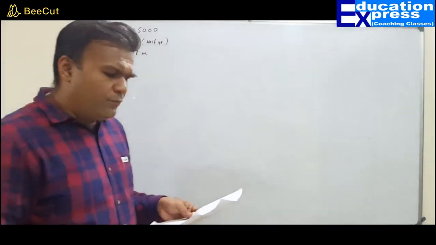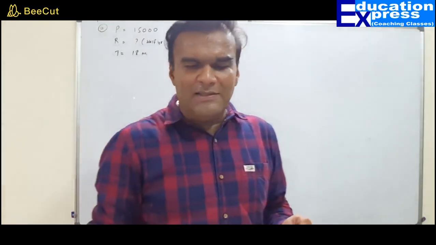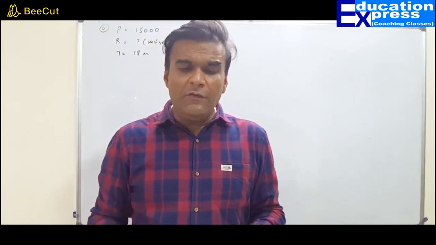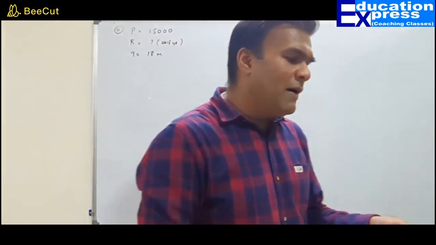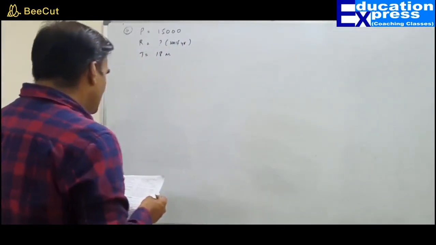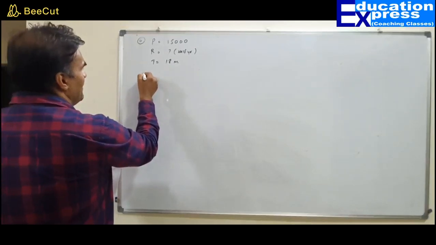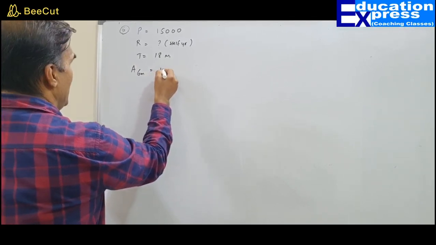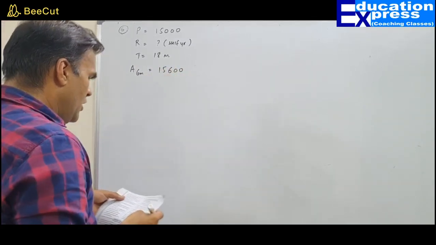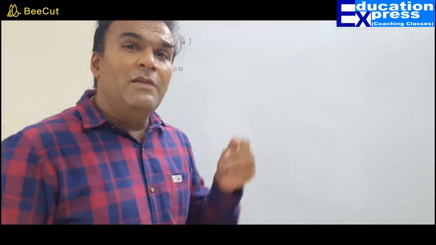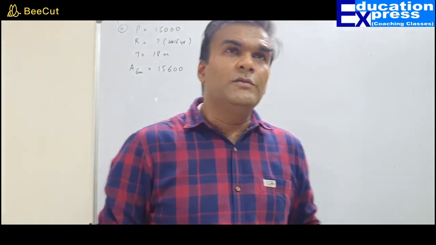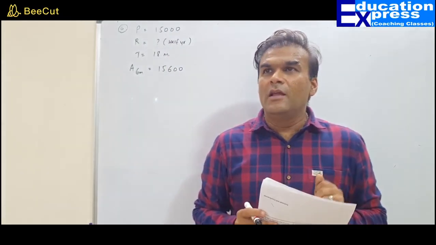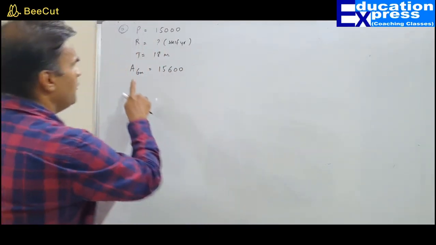So Geeta borrowed 15,000 for 18 months at a certain rate of interest compounded semi-annually. If at the end of 6 months it amounted to, so that means at the end of 6 months my amount was 15,600. You have to find the rate of interest. This is a similar question to what we did in case of Mohit, the previous question. In case of Mohit, the amount was given at the end of year 1. Here they had given the amount at the end of 6 months.